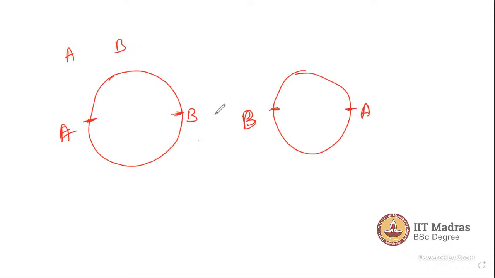If you consider 3, let's consider 3 so that it can be clear. A, B, C. And someone could place A here, then B here, then C here.